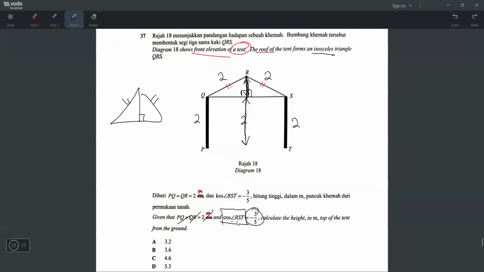Okay, the first step is to find out where this angle is and make sure it's in quadrant 1. If it's not in quadrant 1, use the reference angle. Okay, RST dekat mana? Dekat sini kan. Now, is this quadrant 1? No. You don't need the question to tell you which quadrant. You can use your eyes. This is definitely not quadrant 1 because this is already 90 degrees. This is more than 90 already.